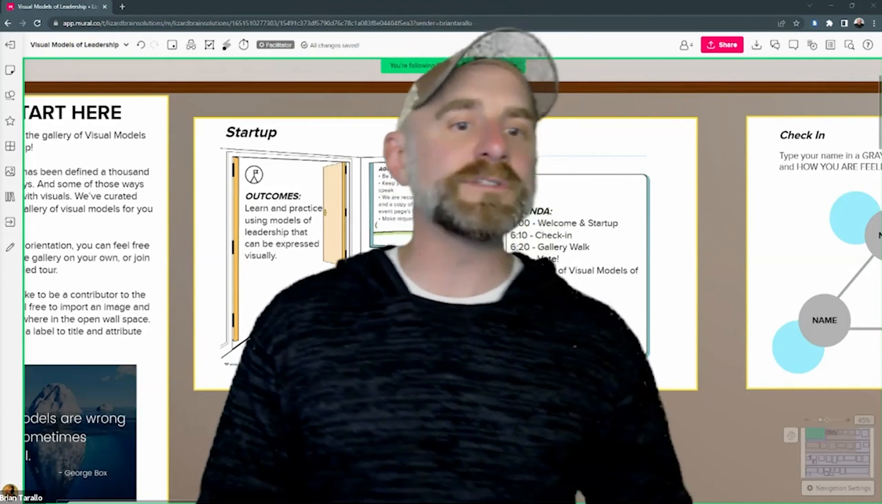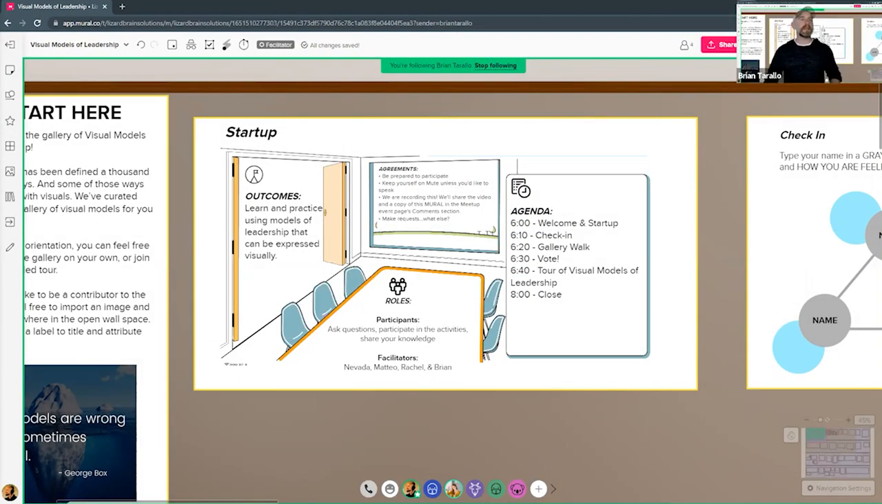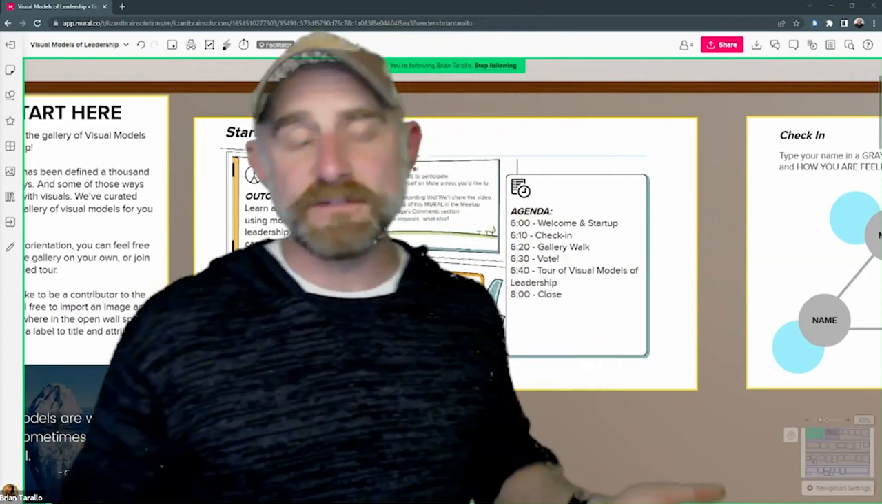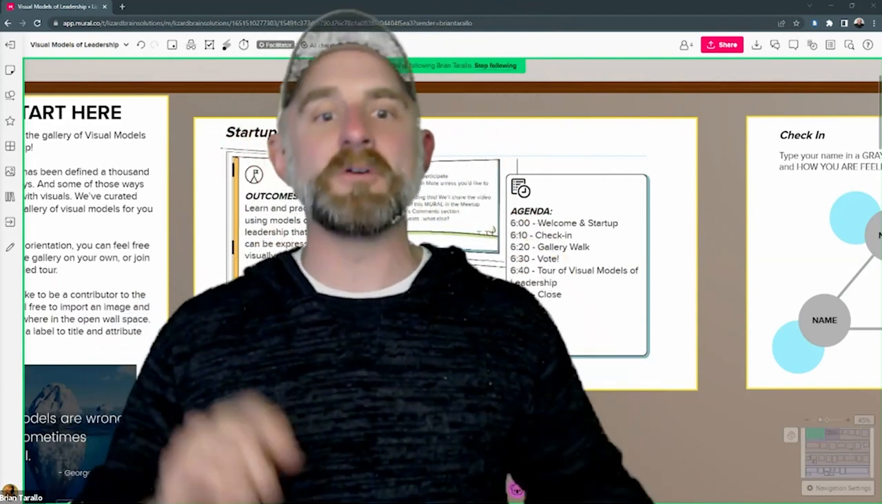A couple of the roles tonight: please ask questions, participate in the activities, and share your knowledge. I'm sure you all have some leadership models that are not here. We will make space in the gallery so that we can include any models that you'd like to add. And again, your facilitators tonight are Nevada, Matteo, Rachel, and myself.